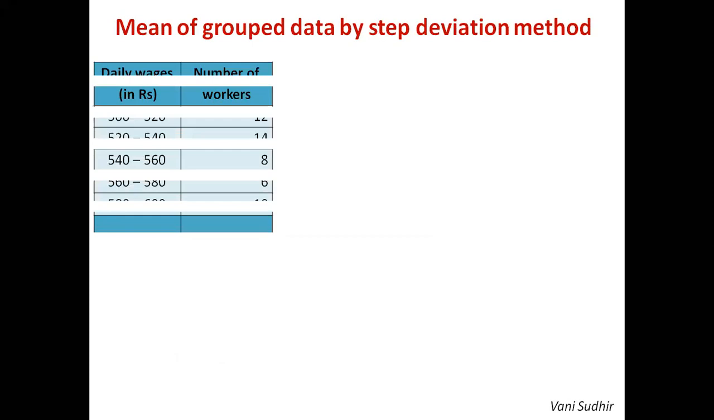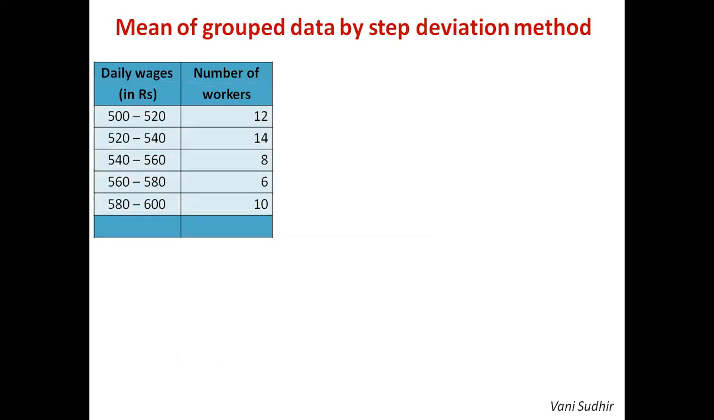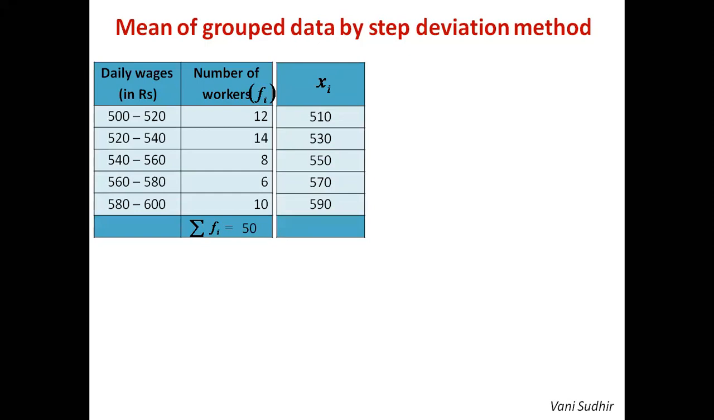Here we have used the assumed mean method because the numerical values of xi and fi are large. Let us solve a problem to find the mean of group data by the step deviation method. Consider the following distribution of daily wages of 50 workers of a factory. Total number of workers, that is summation of fi, is 50. First we need to find the class marks xi. Let us choose one among the xi as the assumed mean. Let A be 550. Then di is xi minus A, that is xi minus 550.